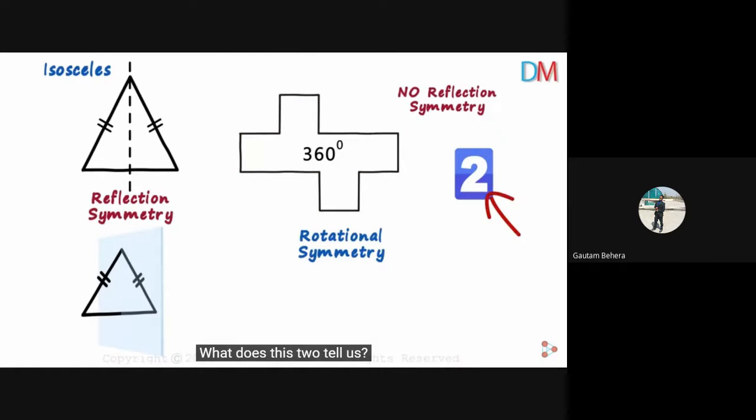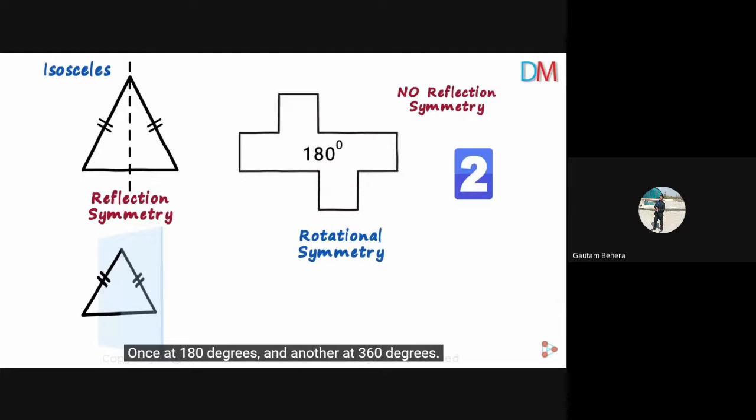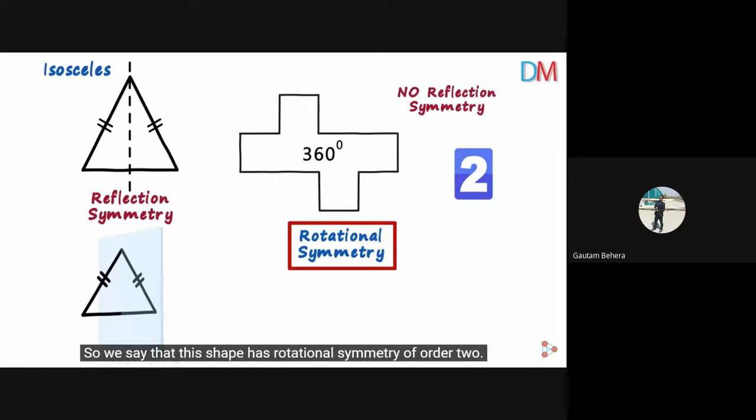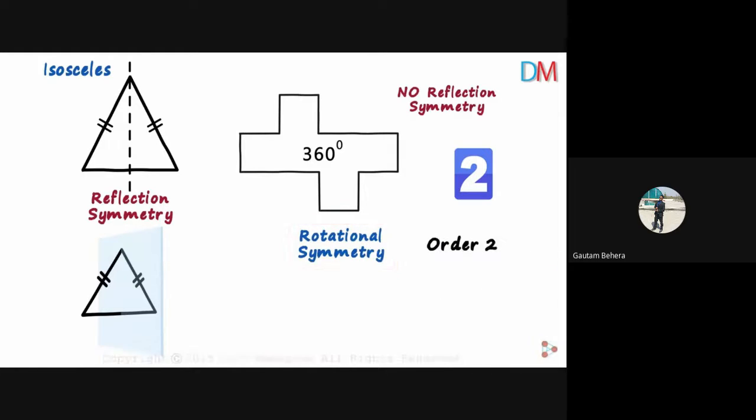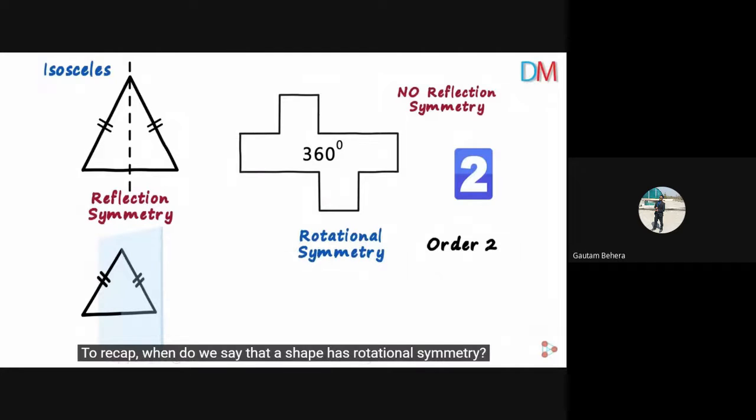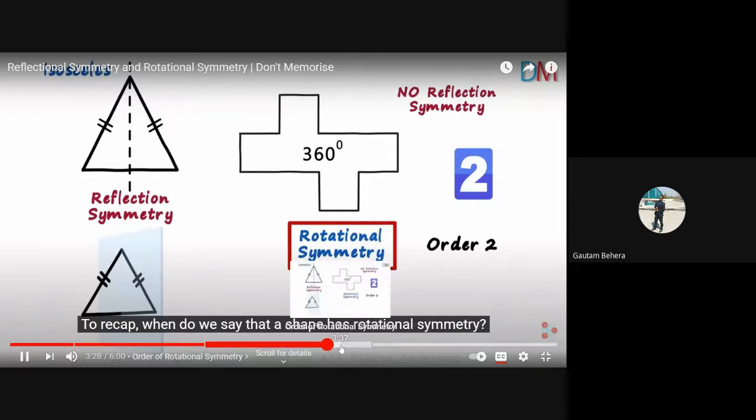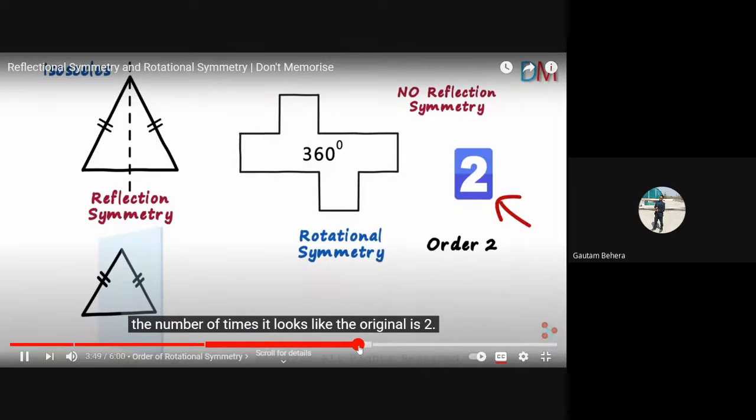What does this 2 tell us? It tells us that when this figure is rotated completely by 360 degrees, the rotated image looks exactly like the original image twice. Once at 180 degrees and another at 360 degrees. So we say that this shape has rotational symmetry of order 2. To recap, when do we say that a shape has rotational symmetry? It's exactly like the original.